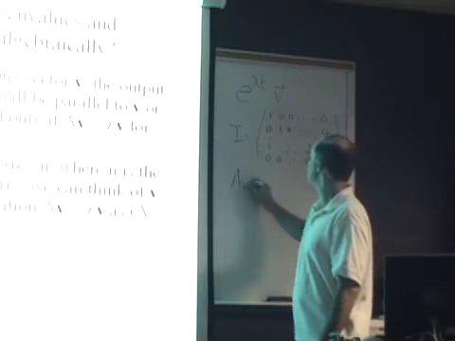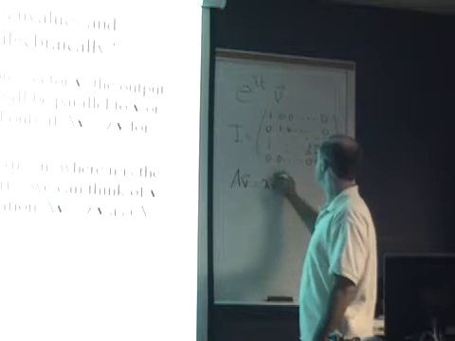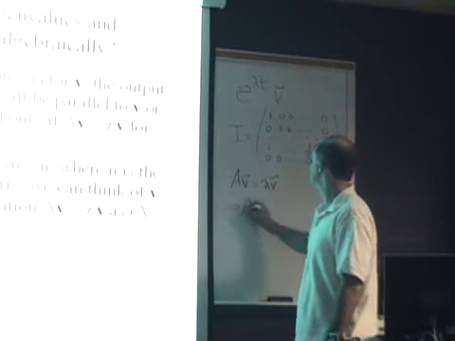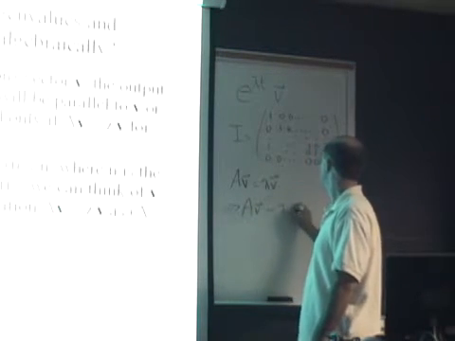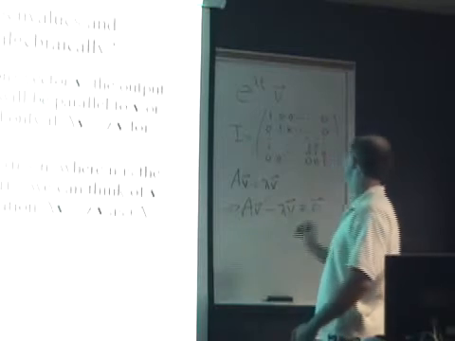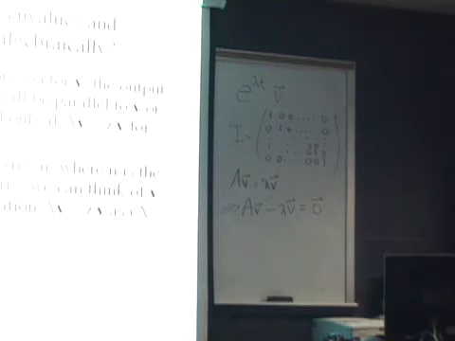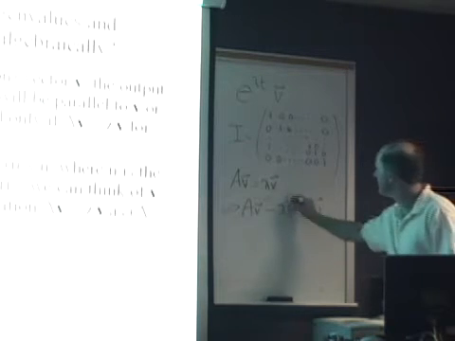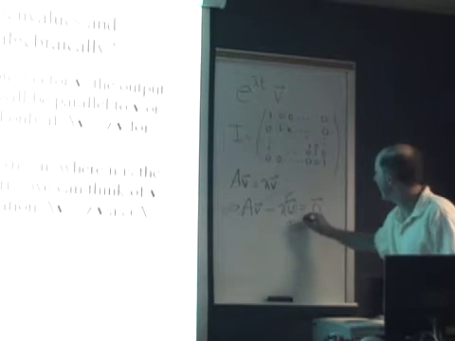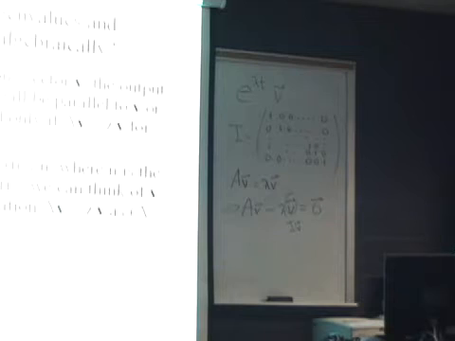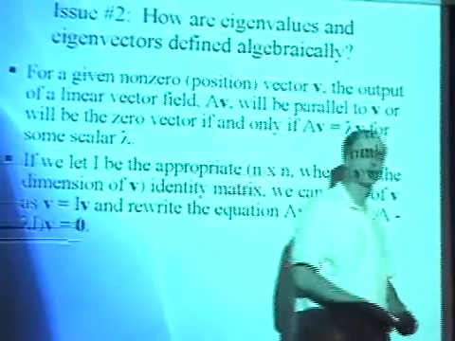Then take this equation, A v equals lambda v. Rewrite it to look like this. Subtract lambda v from both sides of the equation. And then replace v with I times v. And factor out the v on the right-hand side. And that'll lead you to this equation. The matrix A minus lambda I times v equals the 0 vector.